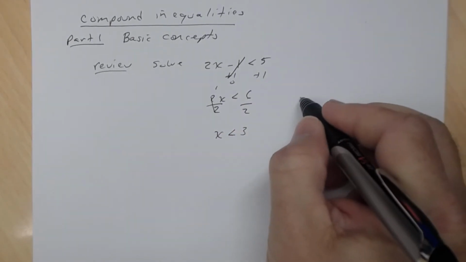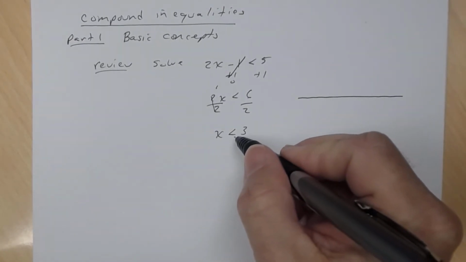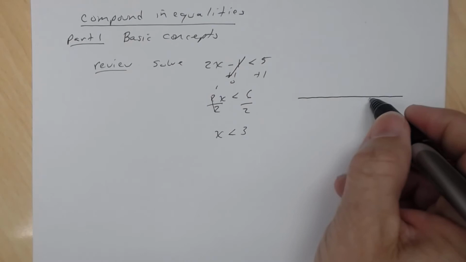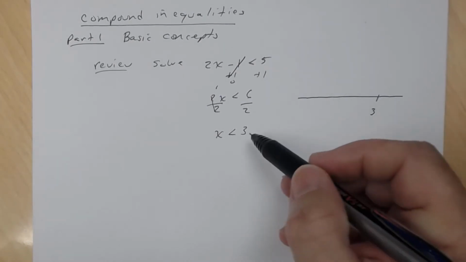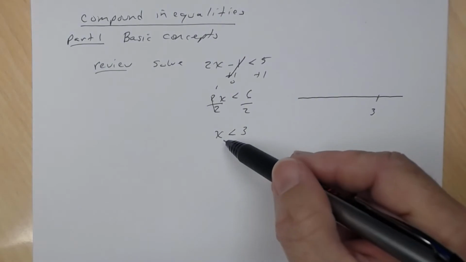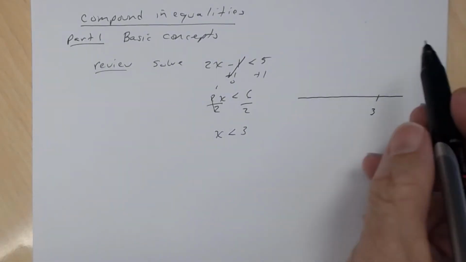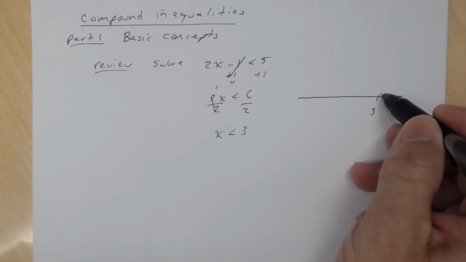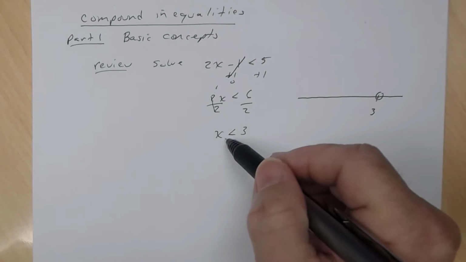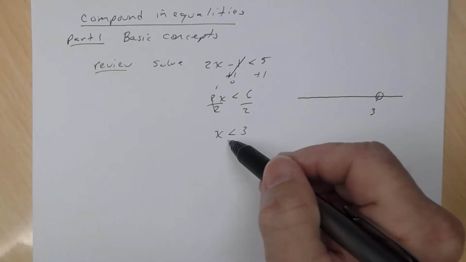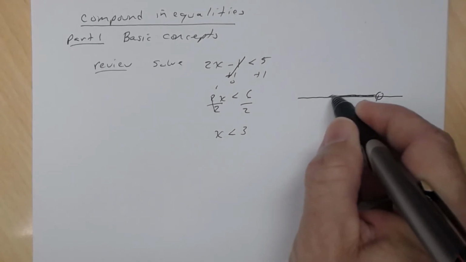And so what we did was we also graphed the solution. You can't list the solutions. There are an infinite number of solutions here. So all you can do is graph the solution set. So this is 3. Since there's no equal sign, 3 is not a solution because 3 is not less than 3, so put an open circle, and I want all the real numbers that are less than that. So I'm going to go to the left with an arrow.